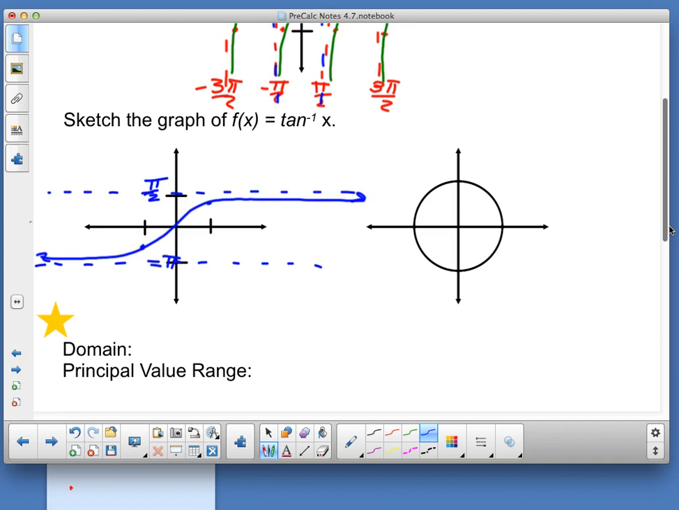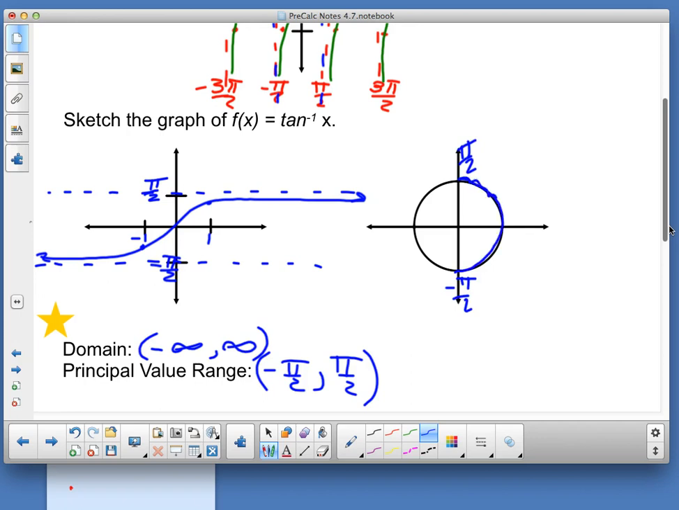This is negative pi over 2. I know this is negative 1 and 1, but it really doesn't matter because it's unbounded. It's unrestricted for my domain because it's negative infinity to infinity. My range is from negative pi over 2, and it doesn't equal it, to pi over 2. Okay, and again, it's from negative pi over 2 on my unit circle to pi over 2 in this area, as I'm stepping through that. And that's in quadrants 1 and 4, just like sine is. Okay.